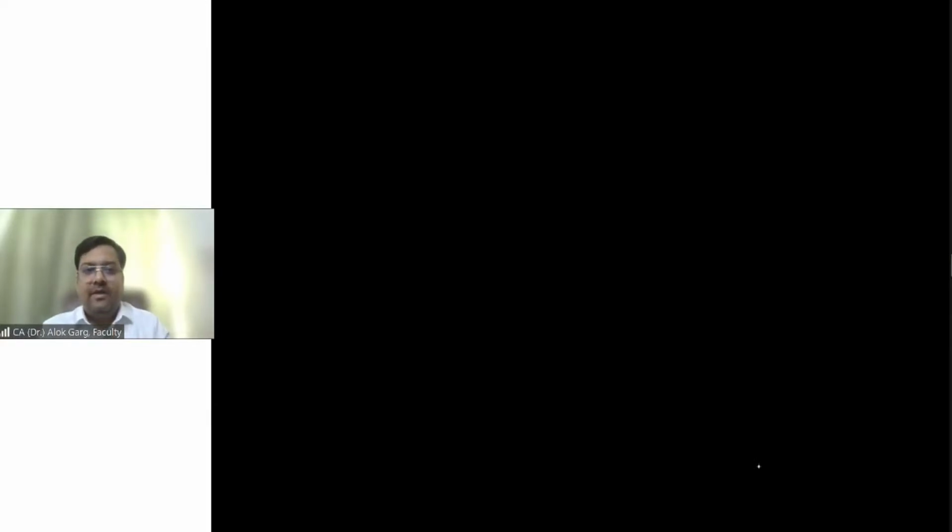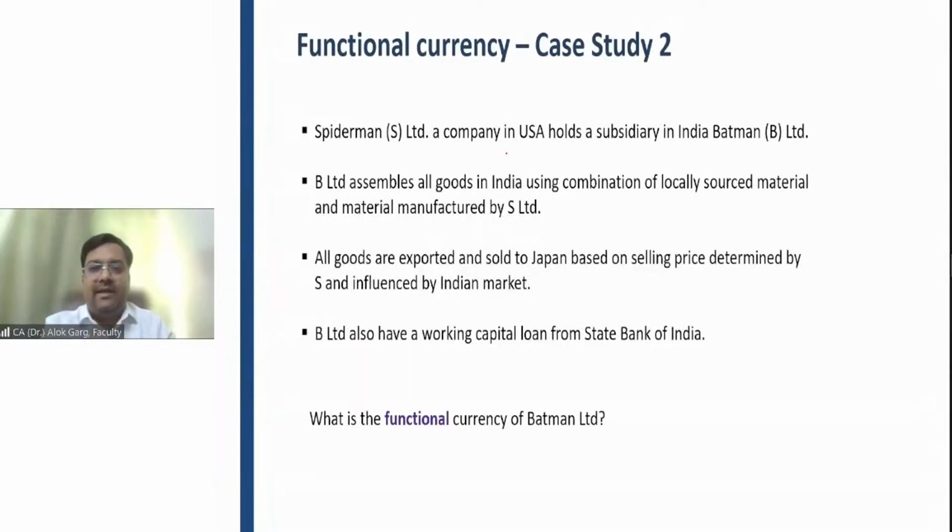Another case study. Spider-Man Limited, a company in USA, holds a subsidiary in India, Batman Limited. So Spider-Man Limited is a US based company. Batman Limited is an Indian company, right? Spider-Man is abroad, Batman is in India. Batman, which is B Limited, assembles all goods in India using combination of locally sourced material and material manufactured by S Limited. So B Limited assembled all goods in India, right?